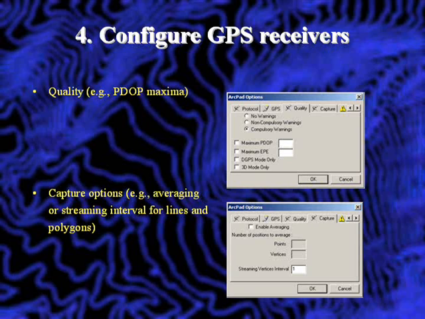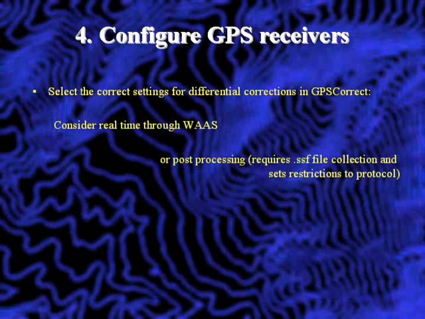The capture options. Here what we can do is, for example, enable averaging, so that you want to collect at least, let's say, 100 points in order to collect 1 point. Then you average all these points that you collected. Or streaming vertices: you can just turn it on, walk along a line, and it will collect every 2-3 seconds. Or if you walk a polygon, same thing here. So this streaming vertex interval works for lines and for polygons.